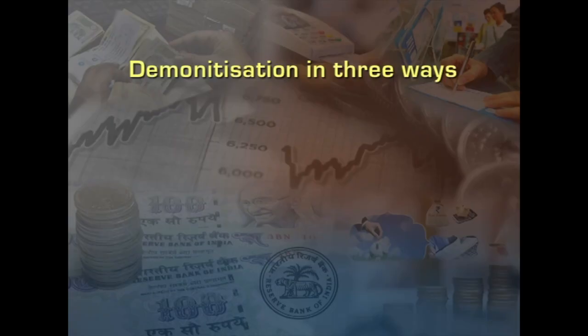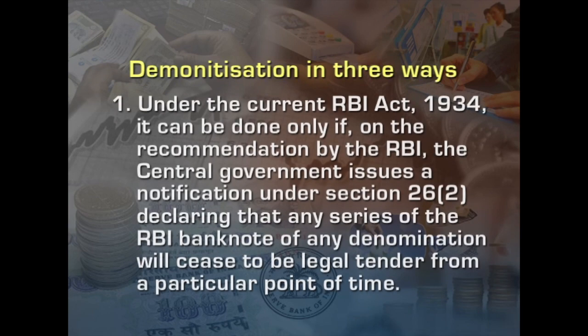This default setting can be changed, called demonetization, in 3 ways. Under the current Reserve Bank of India Act 1934, it can be done only if, on the recommendation by the RBI, the central government issues a notification under section 26(2) declaring that any series of the RBI banknote of any denomination will cease to be legal tender from a particular point of time.